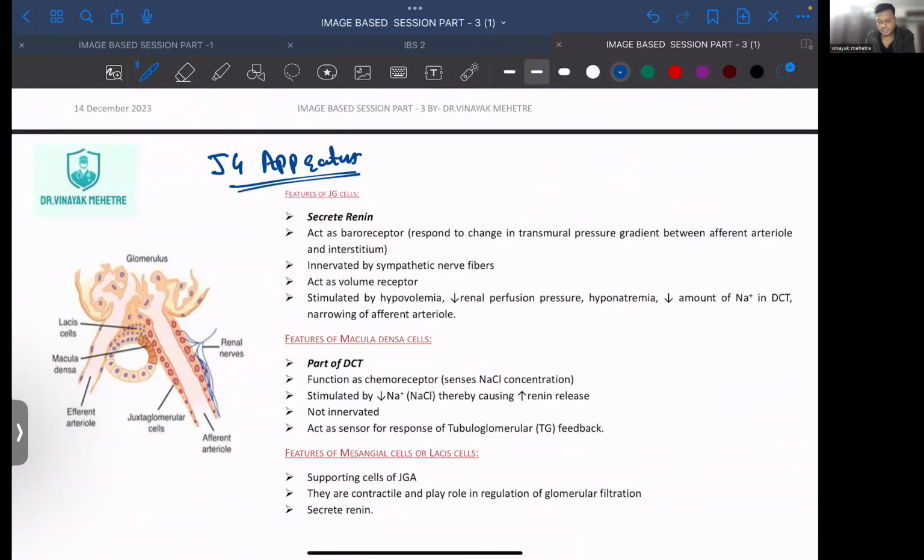Paper 1 questions: JG cells secrete what? They secrete renin. They are baroreceptors. Then comes the macula densa. The question was very famous: macula densa is a part of DCT, and it has chemoreceptors. Mesangial cells or Lacis cells are only supporting cells. Four points to remember: renin is secreted by JG cells; macula densa is a part of DCT and is a chemoreceptor.